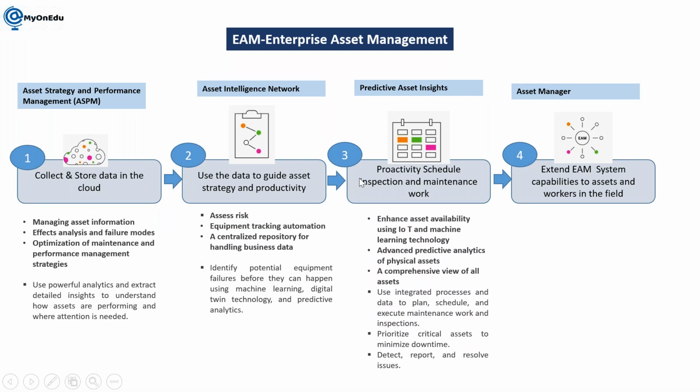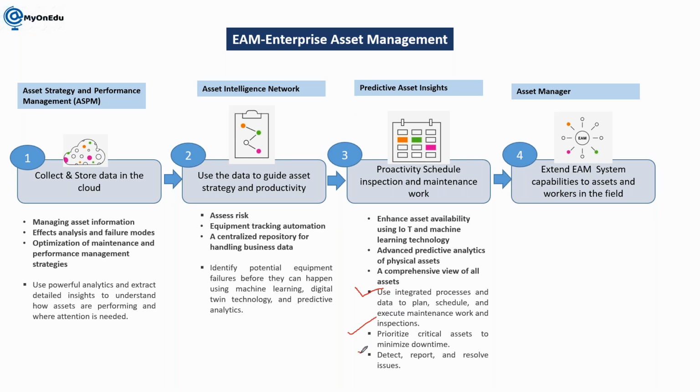Next, predictive schedule, inspection and maintenance work. When we are talking about predictive asset insight, what exactly are we doing in this stage? Proactively scheduling inspection and maintenance work. Here we integrate process data to plan, schedule and execute maintenance work and inspection. So we are doing this in advance, based on some recommendations, keeping the maintenance schedule for the asset. We are prioritizing critical assets to minimize downtime. So how we need to do the maintenance, and how to avoid any downtime of the machine, has to be analyzed and the maintenance performed here.